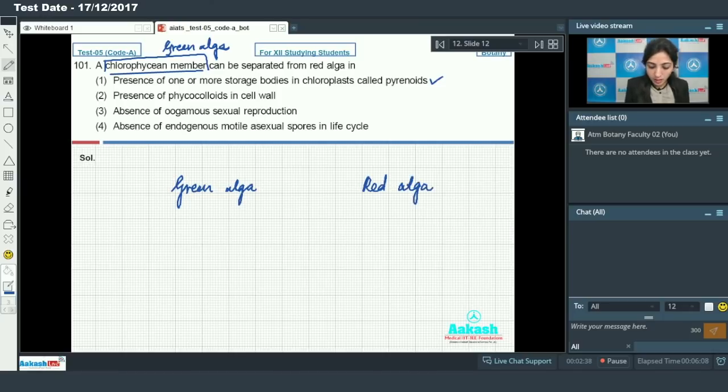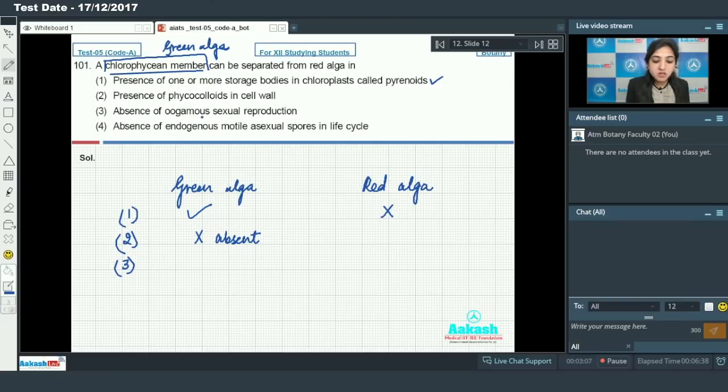Now, green alga has pyrenoids present, but red algae do not. So you can identify, you can separate green alga from the red alga. Second is presence of phycocolloids in cell wall. In green alga, phycocolloids are absent. So we cannot separate green alga from the red alga on the basis of phycocolloids.